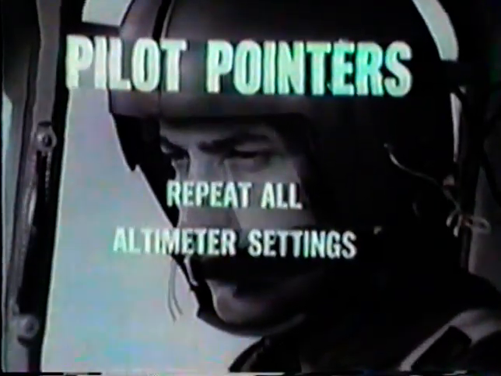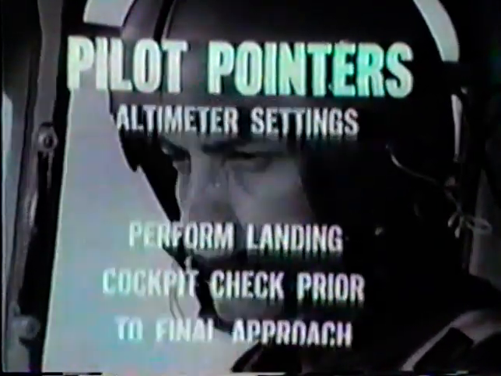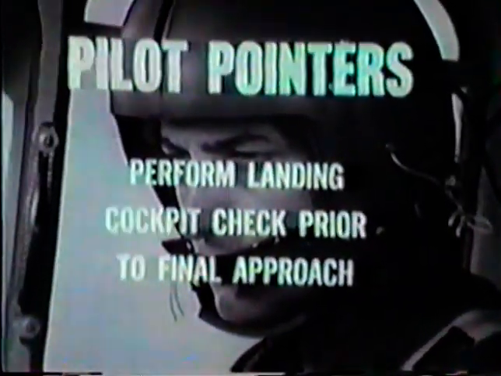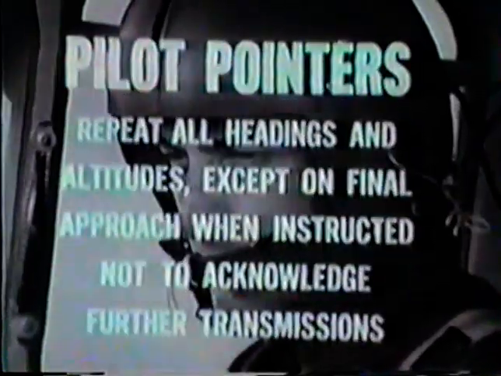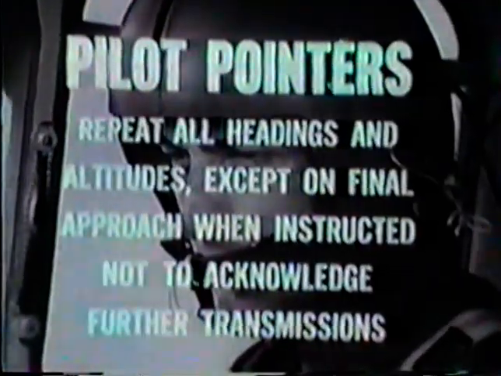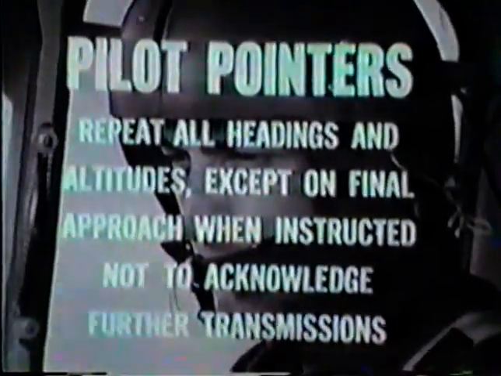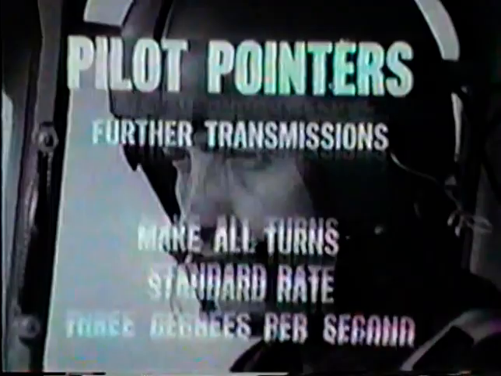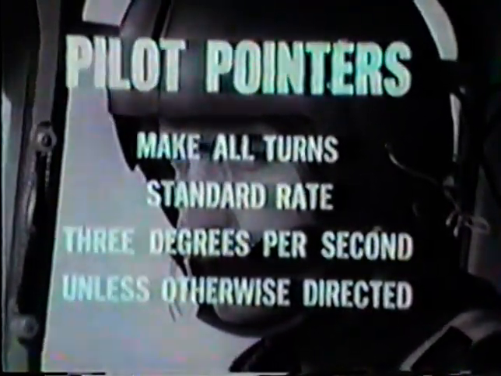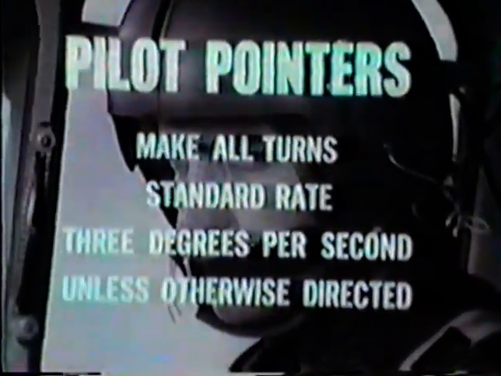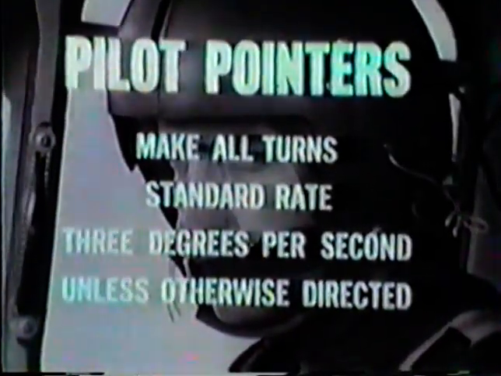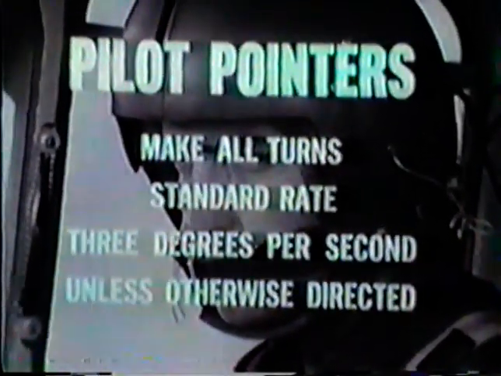Repeat all altimeter settings. Perform landing cockpit check prior to final approach. Repeat all headings and altitudes, except on final approach, when instructed not to acknowledge further transmissions. Make all turns standard rate, 3 degrees per second, unless otherwise directed. This is especially important in the case of a no gyro approach, when the controller will give the orders to initiate a turn and to stop a turn.